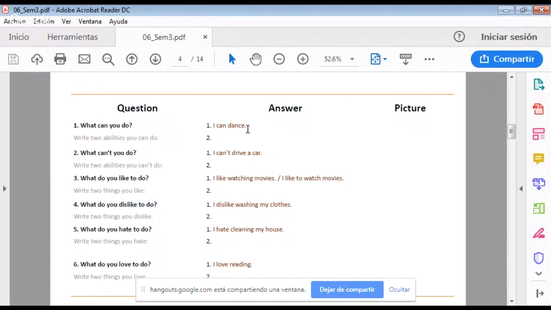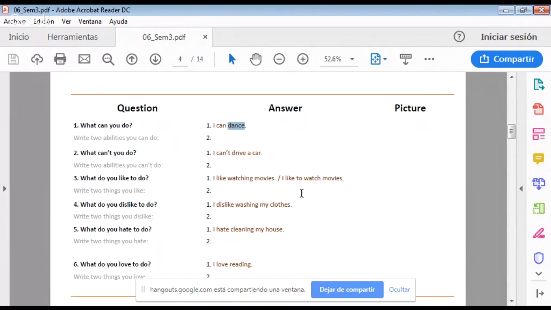Y fíjense lo que dice aquí. Write 2 abilities you can do. Escribe 2 habilidades que tú puedas hacer. La primera dice I can dance, es puedo bailar. Y lo importante aquí es cómo la están estructurando. Primero es el sujeto, después can y luego el verbo principal. I can dance quiere decir yo, I, puedo, can, bailar, dance.